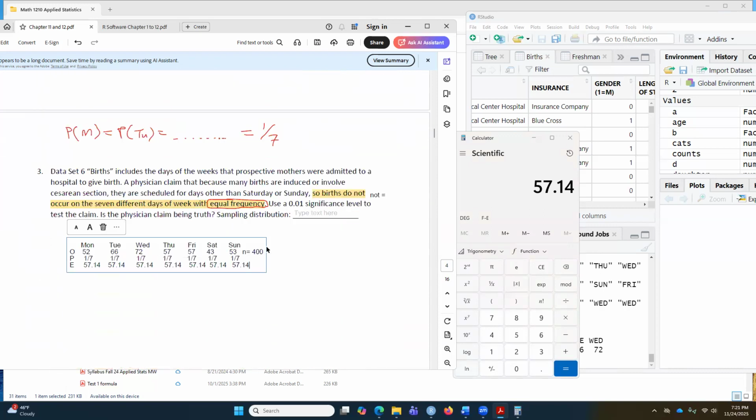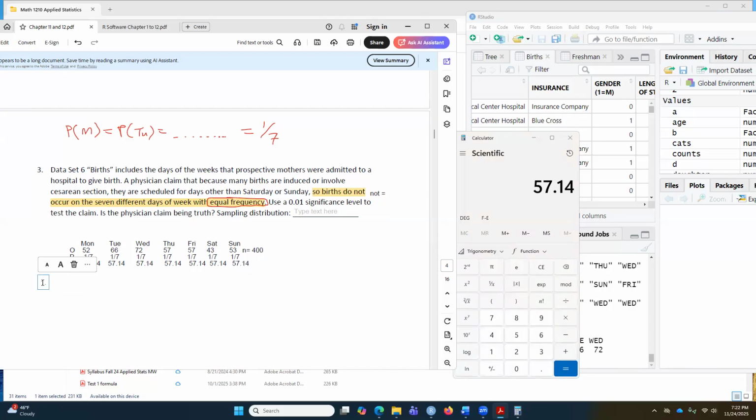And what is expected frequency? We are expecting how many mothers show up on Monday. 57 mothers will show up on Monday, but actually 52 mothers showed up on Monday. And Tuesday, also 57 mothers expected, but 66, and so on and so on. Okay. Questions?